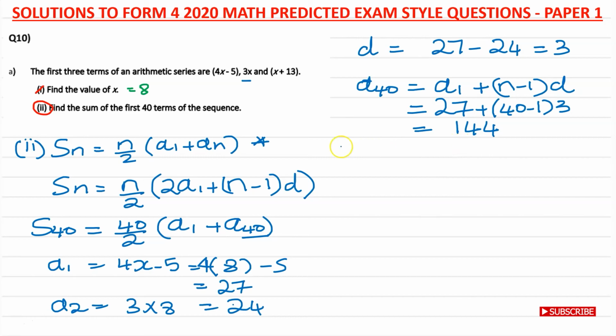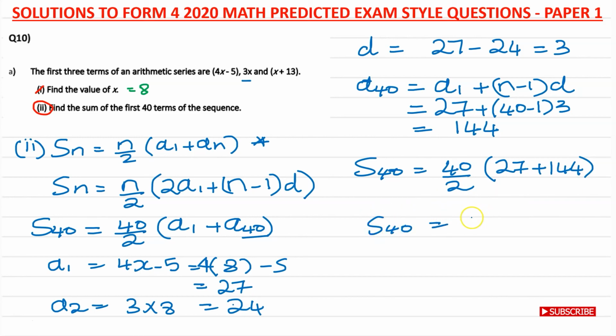Now I can go ahead and find the sum of the first 40 terms. So S40 is going to be equal to 40 over 2 times the first term, 27, plus the 40th term, which is 144. Now if you work this out, you will get S40 equals 3,420. Now that part is completed.